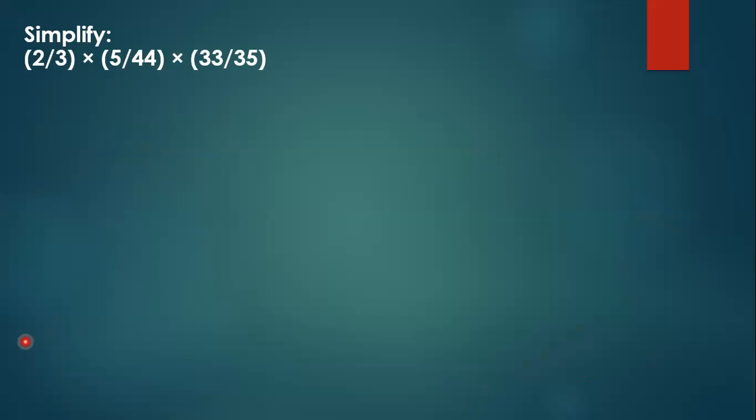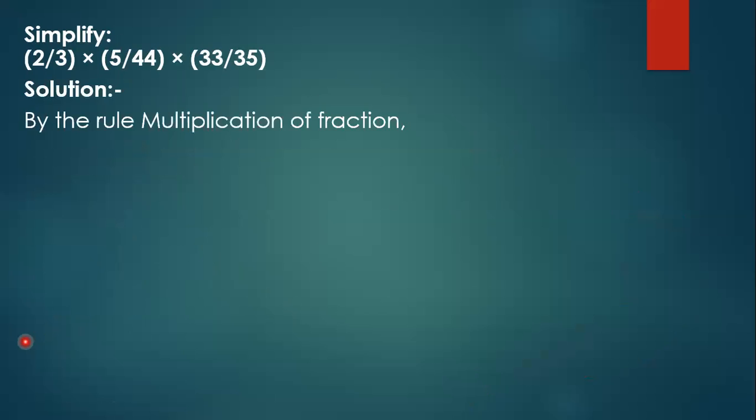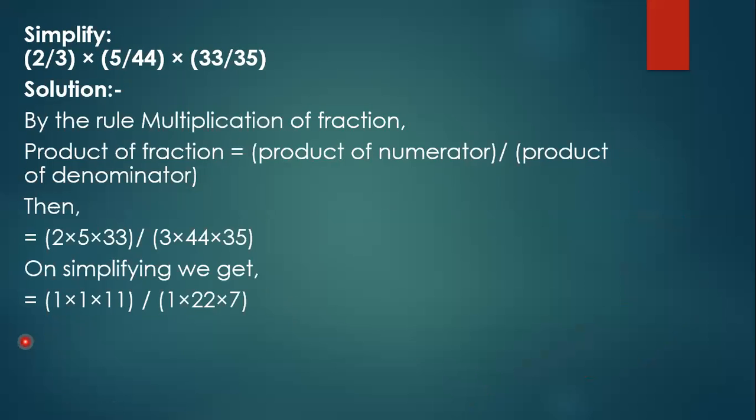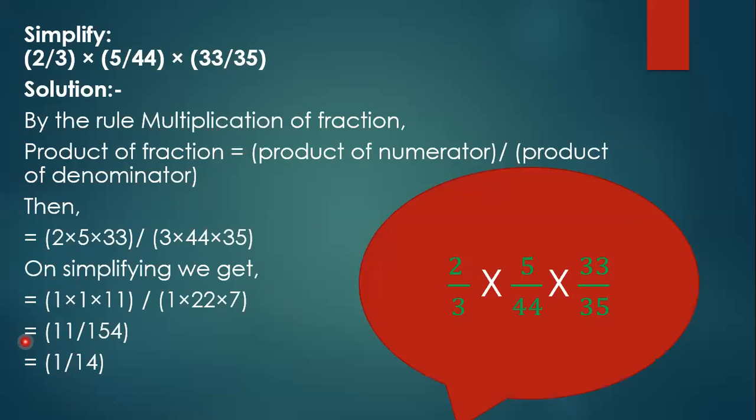Nothing to worry. Even if you have three fractions, the process remains the same. You will write by the rule of multiplication, product of fractions is this. I will not follow this method because I feel it is very time consuming. Rather, I would do it this way. I'll write 2 by 3 multiplied by 5 by 44 multiplied by 33 by 35.